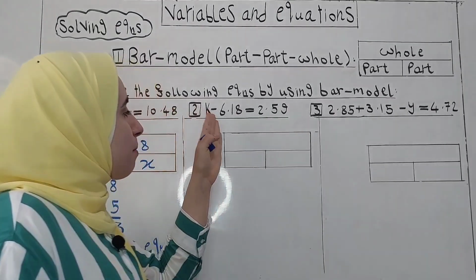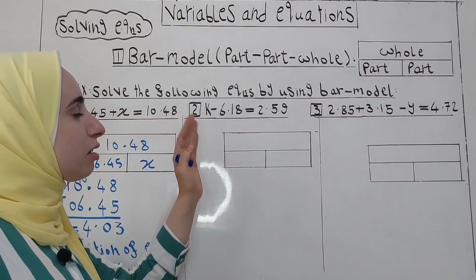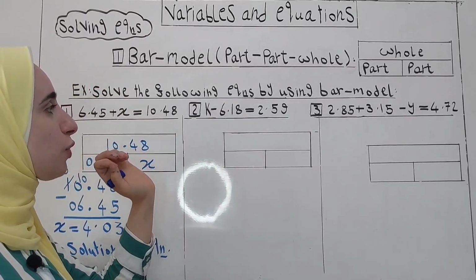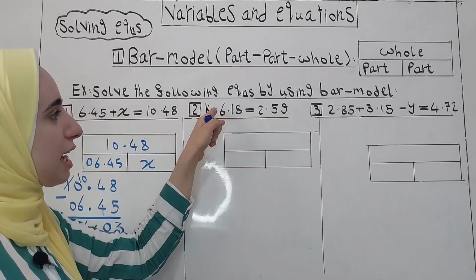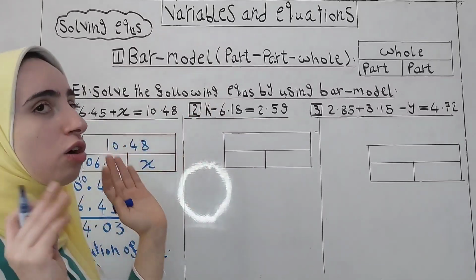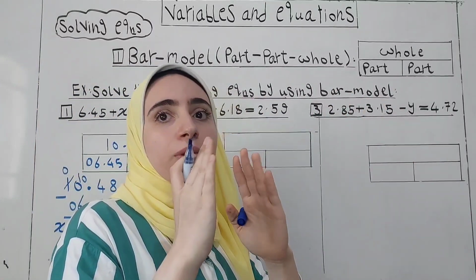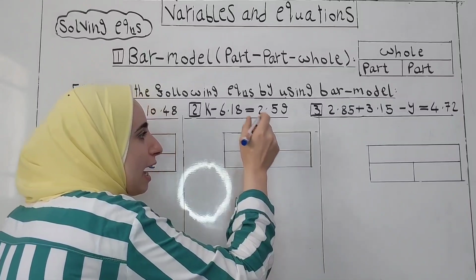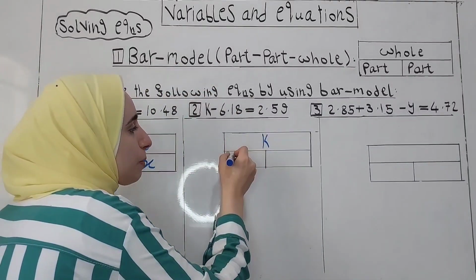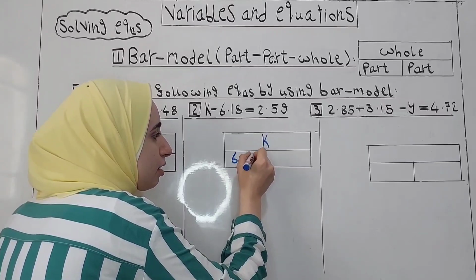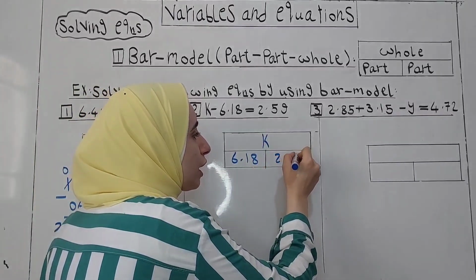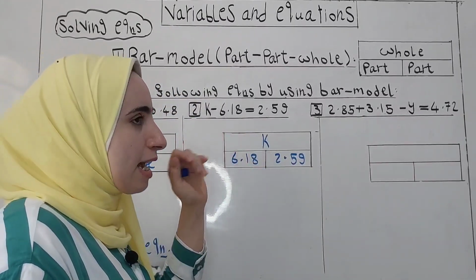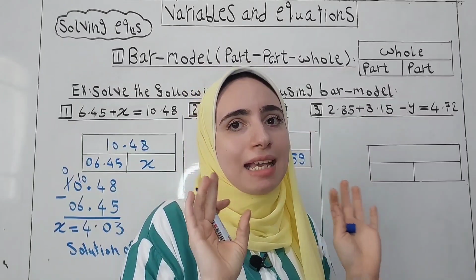Number 2. K minus 6.18 equals 2.59. We need to solve for k. The operation is subtraction. So the whole number is the minuend before the minus sign. So we put k at the top, and we put 6.18 and 2.59 at the bottom. Now the variable k is at the top, so we make addition.